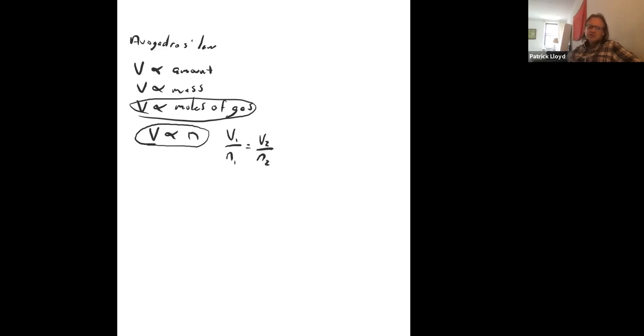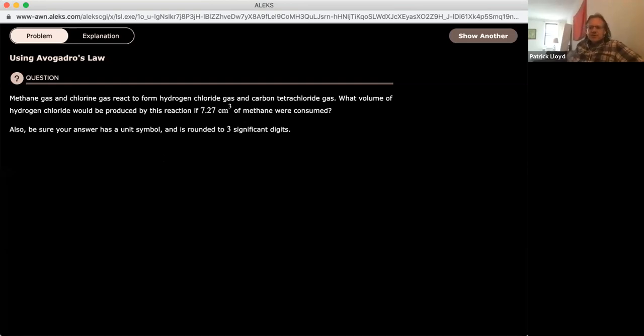The type of problem that Alex is going to give you is going to be based on the stoichiometry of the equation, which is actually a good idea. So let's take a look at this. Let me show you the problem. So take a look at this one. Methane gas and chlorine gas react to form hydrogen chloride and carbon tetrachloride gas. What volume of hydrogen chloride would be produced by this reaction if 7.27 centimeters cubed of methane were consumed? Answer, make sure that's units and round it to 3 significant digits.